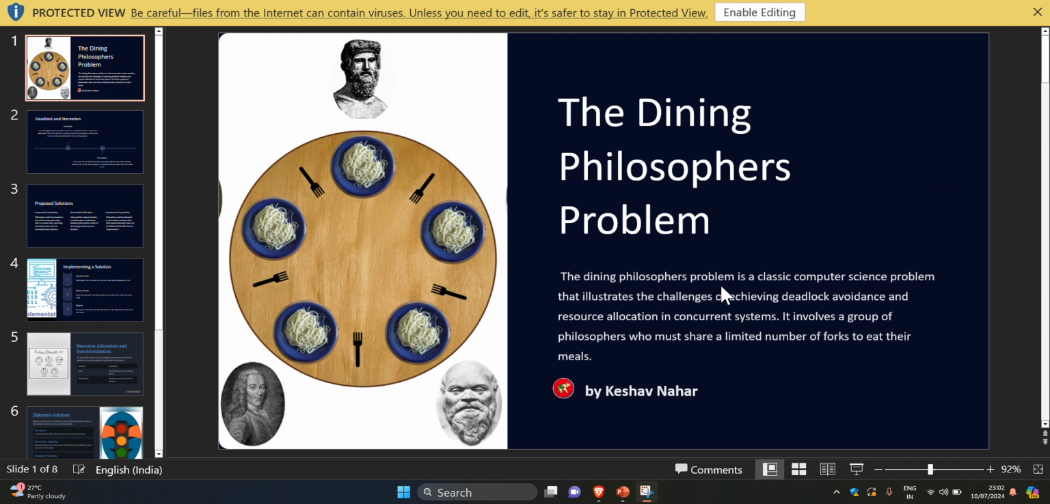The dining philosophers problem is a classic computer science problem that illustrates the challenges of achieving deadlock avoidance and resource allocation in concurrent systems. It involves a group of philosophers who must share a limited number of forks to eat their meal.